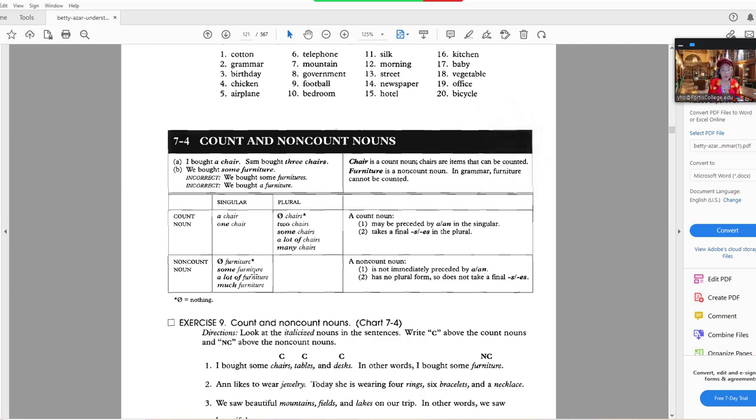And so here, furniture, some furniture, a lot of furniture, much furniture. You cannot say one furniture. You cannot say many furniture, because when you say one and many, that's only used with count nouns. If you're going to use it for a non-count noun, you have to say some, a lot of, and much. Those are the quantifiers that we use with non-count nouns.